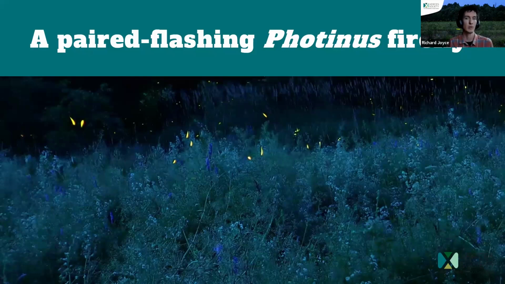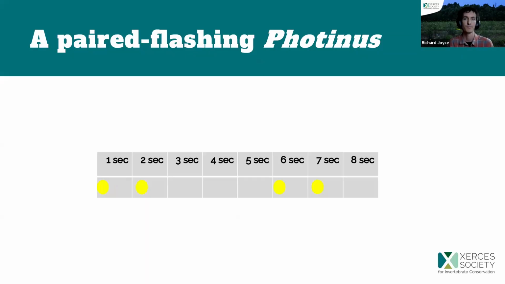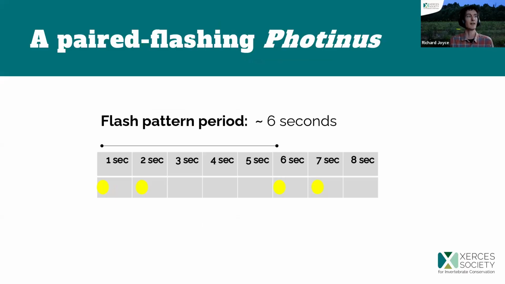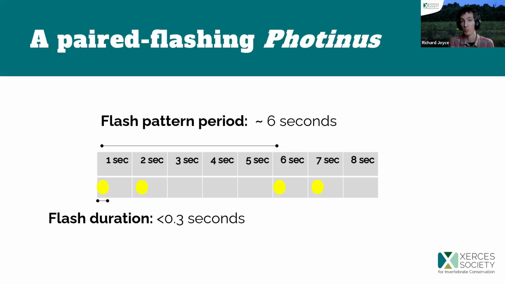So here's another example, and it's slightly more complex. This is a Photinus firefly whose flashes come in sets of 2. If you look at this image, you can make out the pairs of flashes. Again, the flash pattern period in this hypothetical case is about 6 seconds. So 6 seconds from the start of the first pair of flashes to the start of the second pair of flashes. The flash duration is brief.